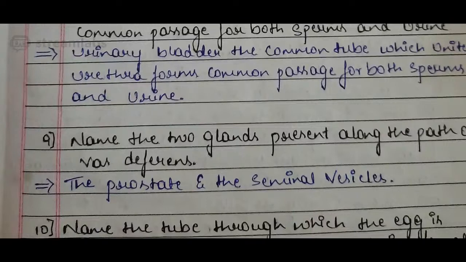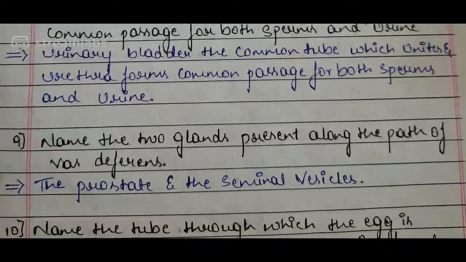Name the two glands present along the path of the vas deferens. Prostate and seminal vesicles are the two glands found along the path of the vas deferens. Vas deferens carries the sperms, and the prostate and seminal vesicles secrete secretions, and this fluid helps the sperms to stay alive and to transfer from male to female.